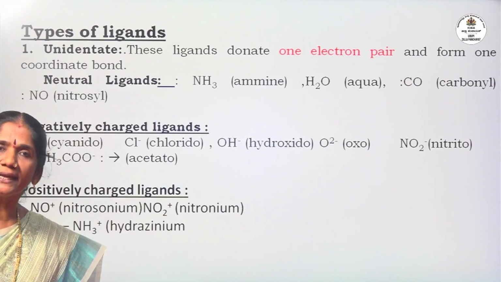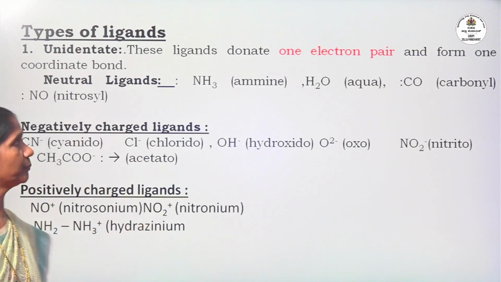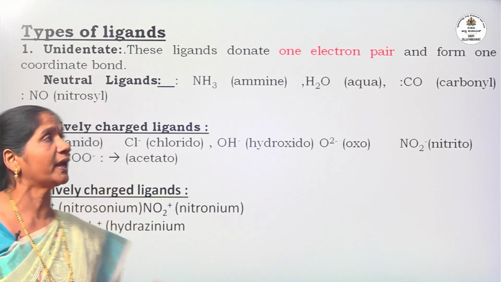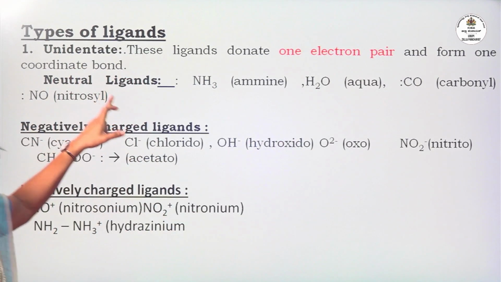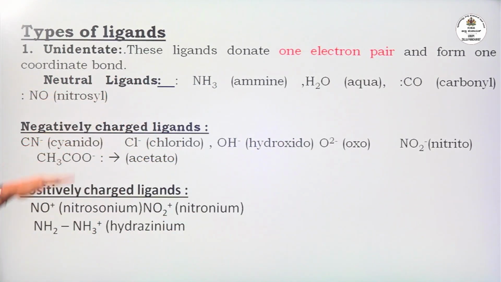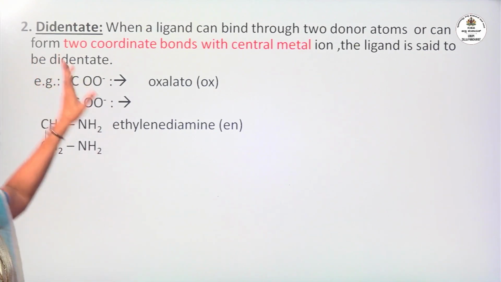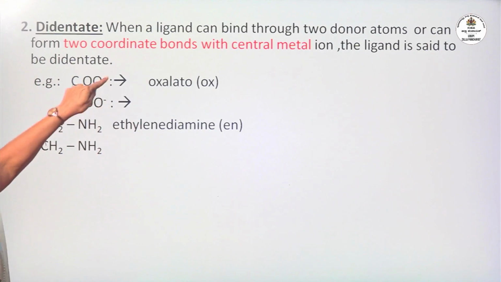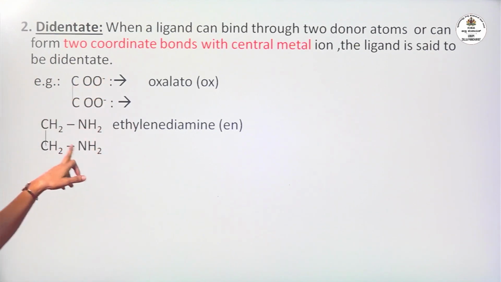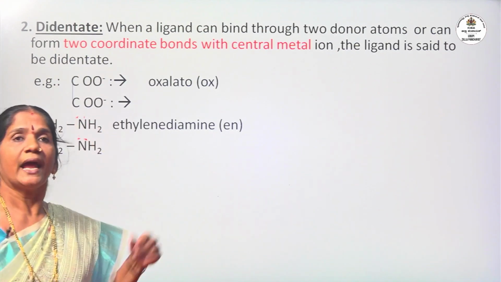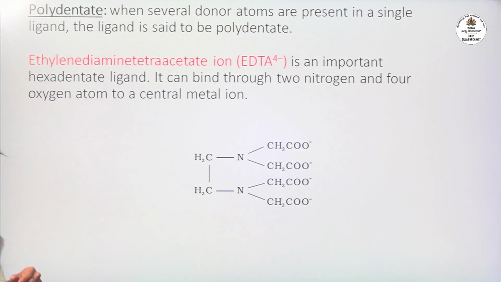Next, I told you about ligands donating electron pairs to the central metal atom. So what are ligands? Ligands donate electron pairs. If a ligand donates a single electron pair, it's called a unidentate ligand. Among the unidentate ligands, we have neutral ligands, negatively charged ligands, and positively charged ligands, which donate only one electron pair at a time to the central metal atom. Didentate ligands, like oxalato, can donate 2 electron pairs at a time. Even ethylene diamine or ethane 1,2-diamine can donate 2 electron pairs at a time. These 2 nitrogens can donate, and these are called didentate ligands, which form 2 bonds at a time with the central metal atom.